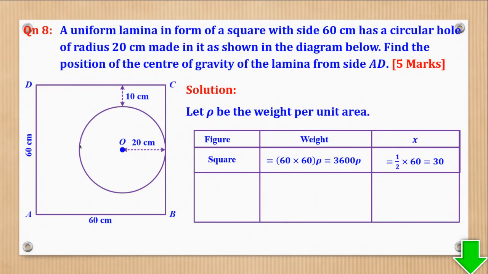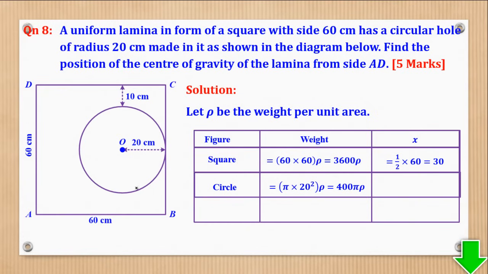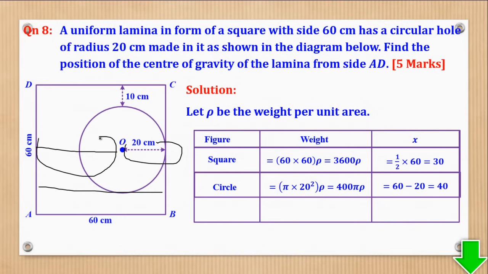So next is a circle. For the circle, the area is pi r squared. Then you add on the rho to get the weight, which gives you this. So you first leave this as an unknown. The good thing is our calculator has that symbol for pi. Okay, then the center of gravity from here to here. First of all, I know that from here to here is 60, and this one is 20, so the balance is 60 minus 20 to give you 40.